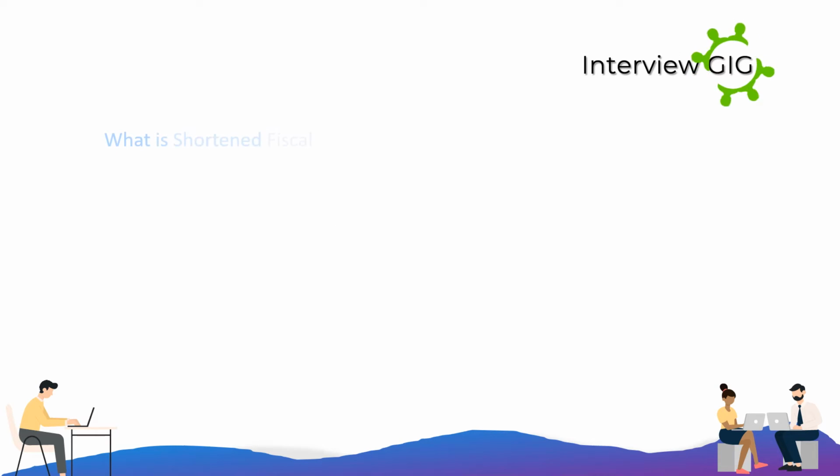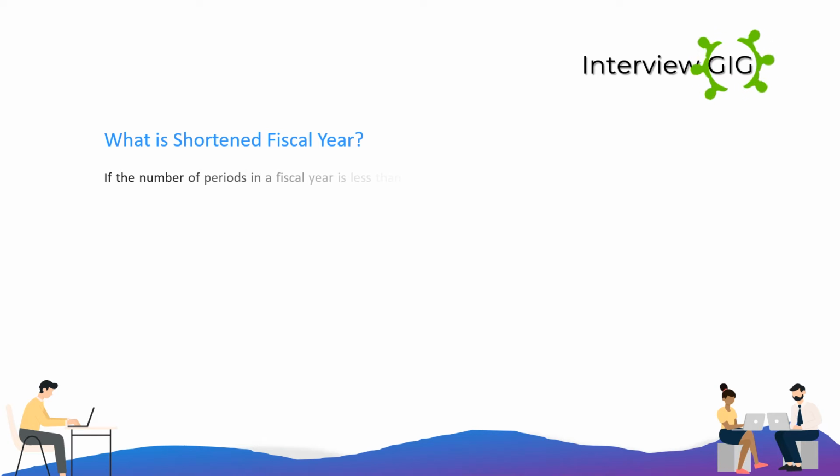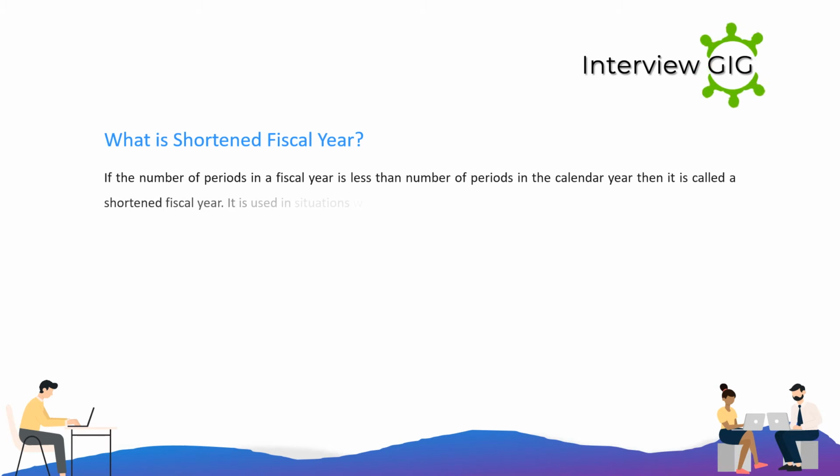What is a shortened fiscal year? If the number of periods in a fiscal year is less than the number of periods in the calendar year, then it is called a shortened fiscal year. It is used in situations when a fiscal year should be shorter than 12 months.